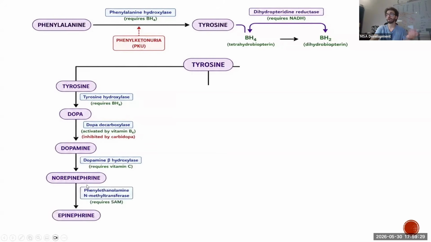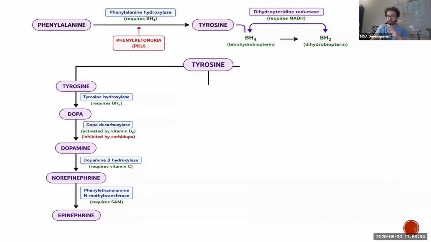Then we have the norepinephrine. What will it become, logically? Epinephrine. How? By an enzyme called phenylethanolamine N-methyltransferase, doesn't matter. What I want you to know is that this reaction, norepinephrine to epinephrine, involves donating a methyl group. And who did we say is the one that donates methyl? SAM. Okay, is that clear? Now, let's move on to the other pathway of tyrosine.